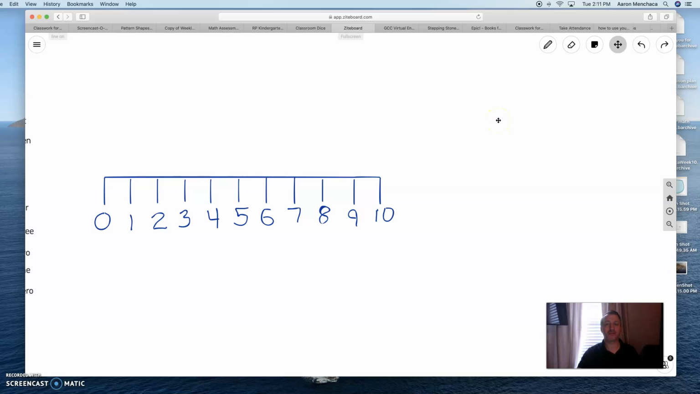Hi boys and girls, we're going to do our math lesson and we're going to start by counting from 0 to 10 frontwards and backwards. You ready? Here we go.